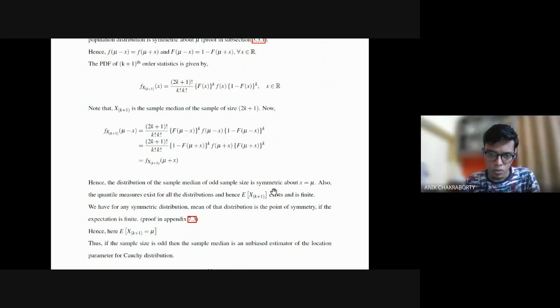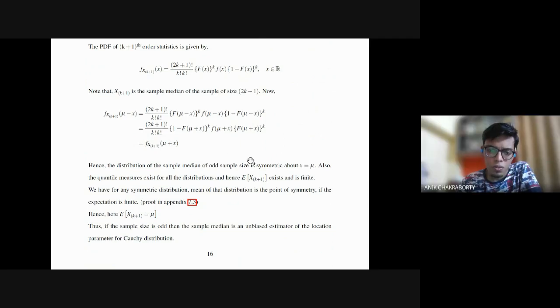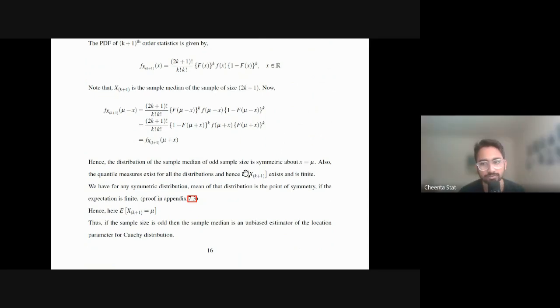So I think he has shown it before that the mean, the median and the mode are all equal in case of Cauchy and normal both. He has used this property to show that the sample median is unbiased for the location parameter. That's really great. Because the moment does not exist here, you cannot use the method of moments estimator too.